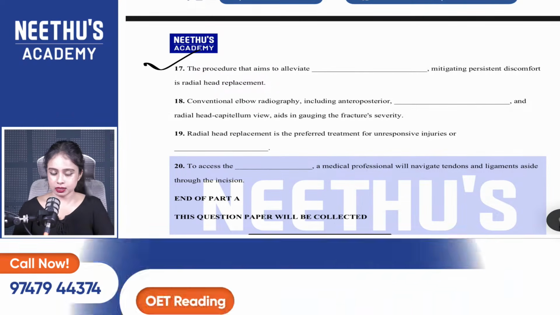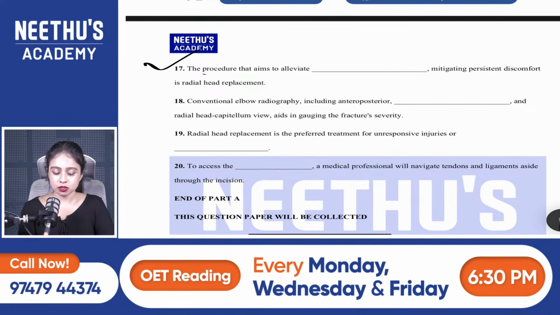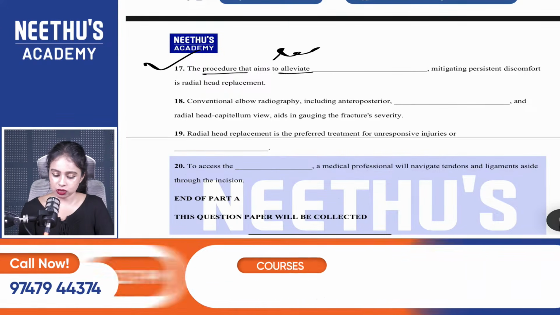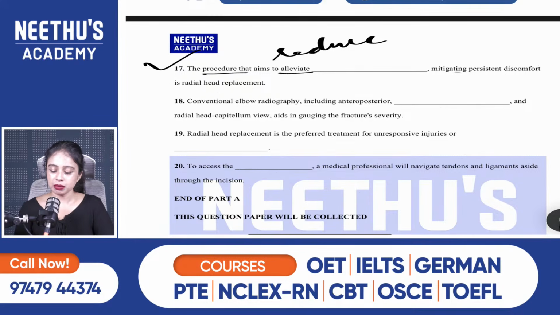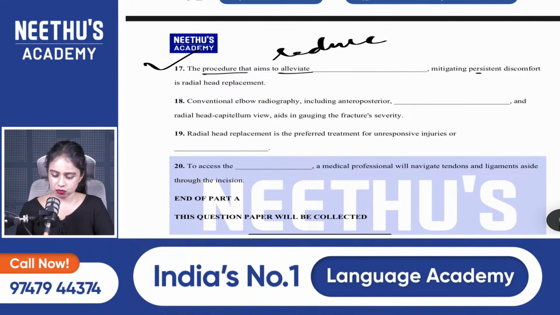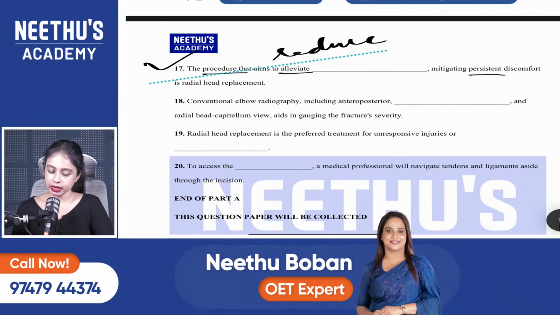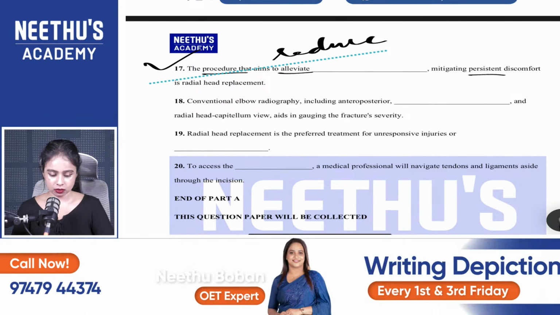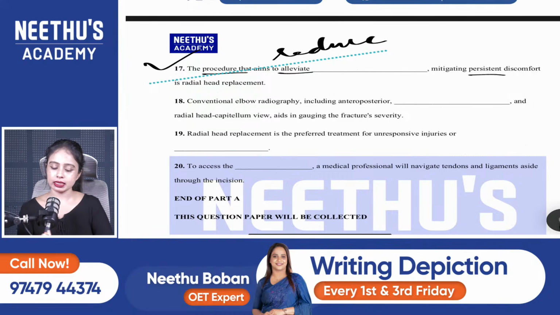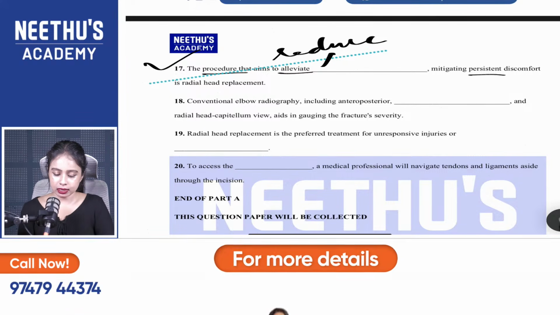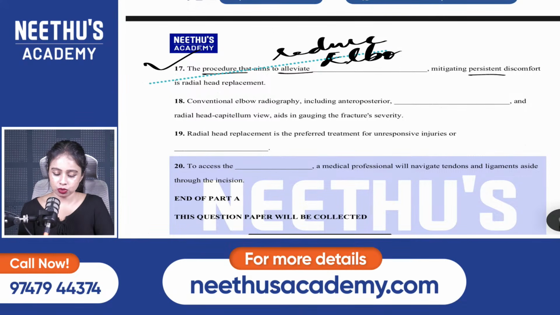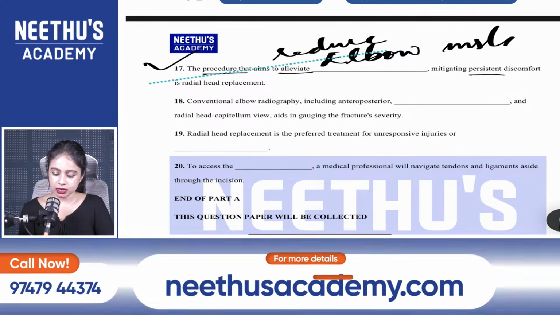It's intact. The procedure that aims to elevate, reduce. Elevate, which means reduce. Mitigating persistent discomfort is radial head replacement. So what is that? Aims to reduce dash. Mitigating persistent discomfort is radial head replacement. Very good. Excellent, Akila, answer is elbow instability.